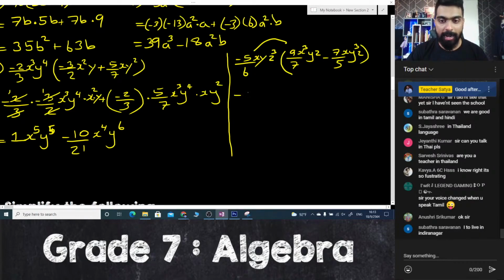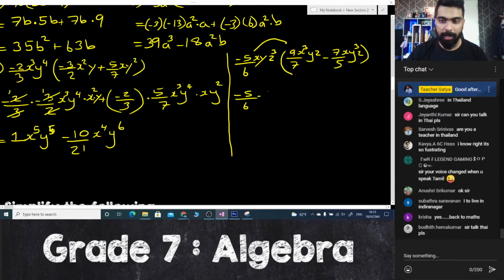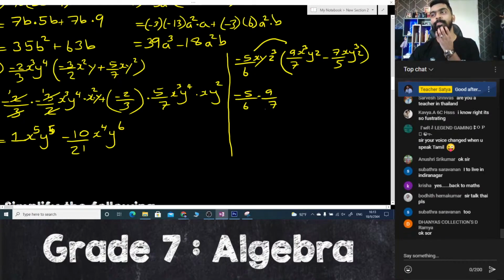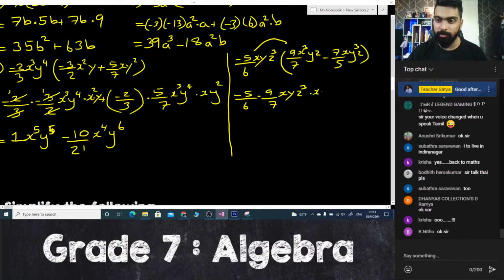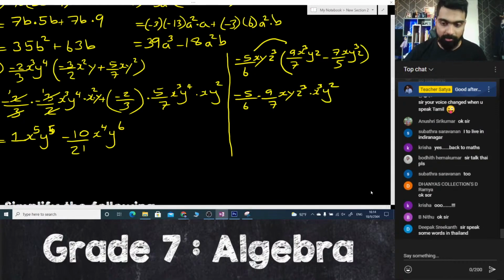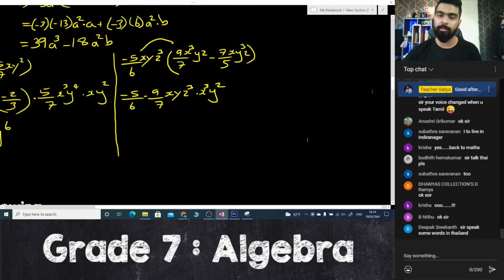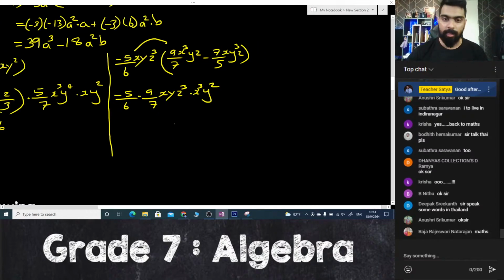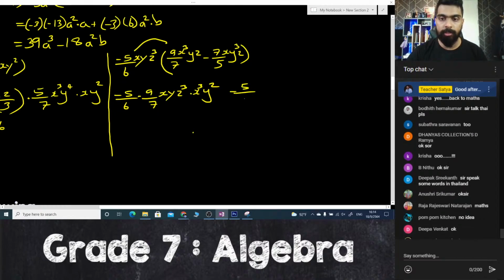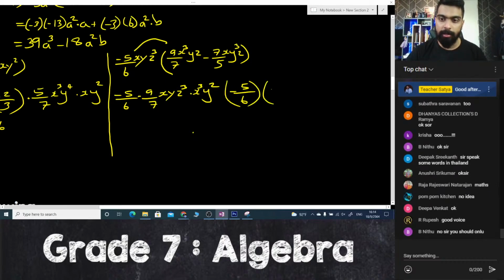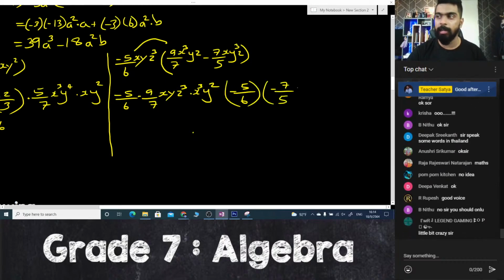So we have minus 5 over 6 multiplied with 9 over 7. And then we have x, y, z cube multiplied with x cube y squared. This time I'm writing it slowly so I do not miss any variable. Let us get some space here. And now what do we have? We have negative 5 over 6 multiplied with negative 7 over 5, right guys?